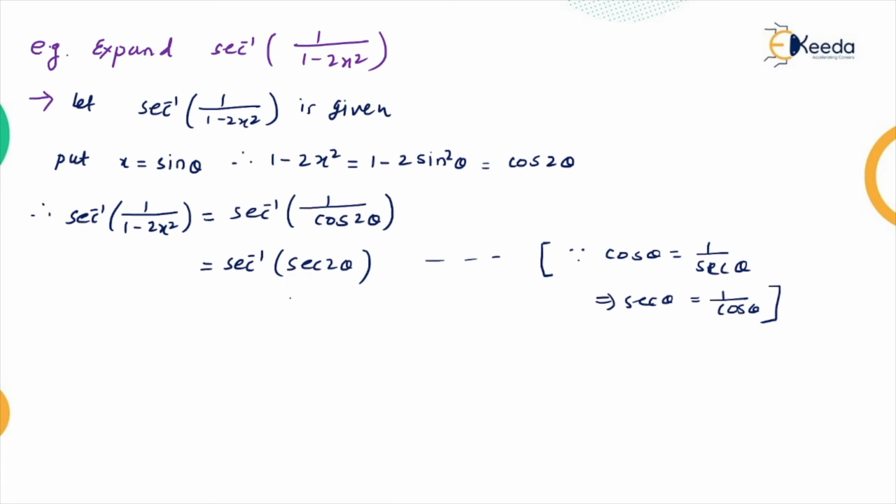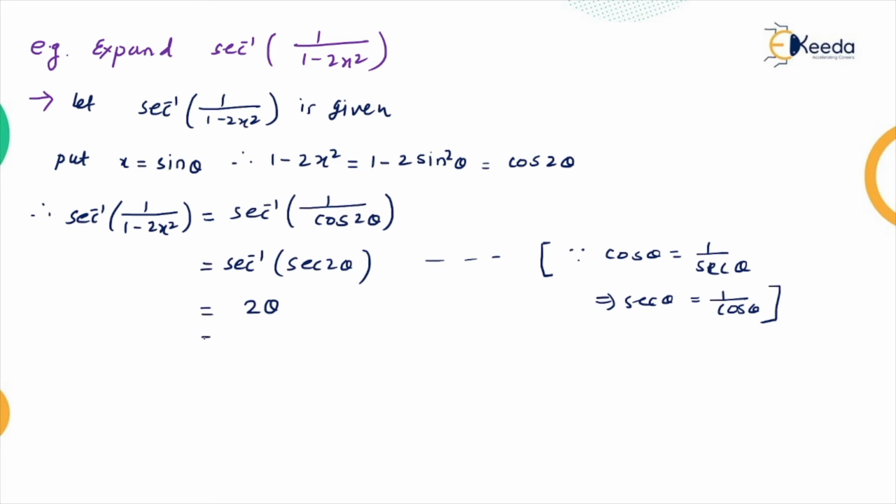So therefore sec inverse of sec 2 theta is nothing but sec inverse and sec cancel, leaving only 2 theta. And you know, guys, what is theta here? If x is equal to sin theta, that implies theta is sin inverse x.